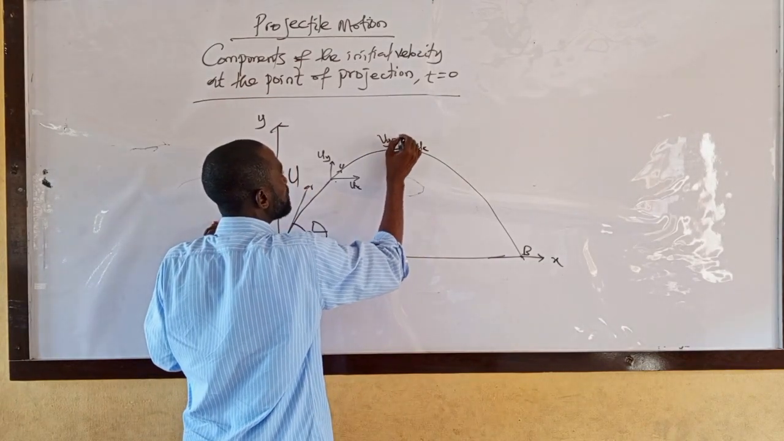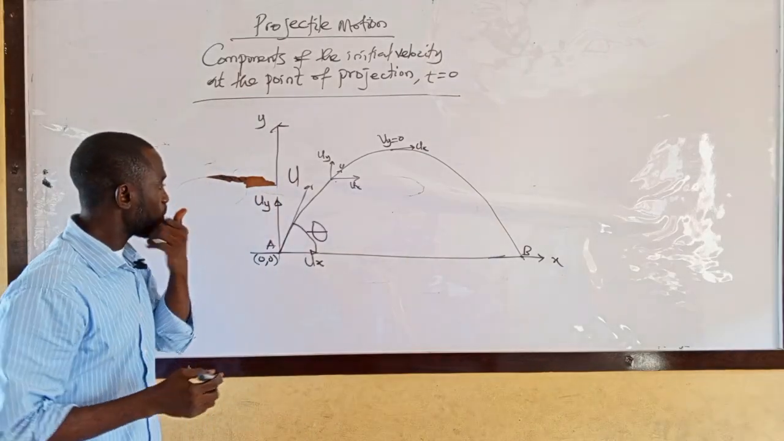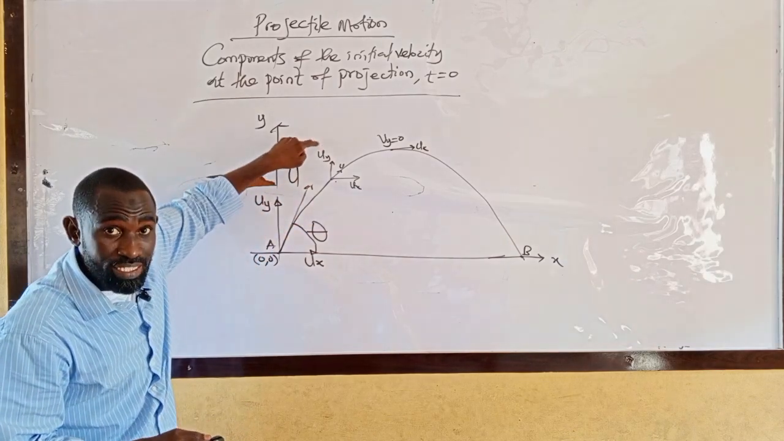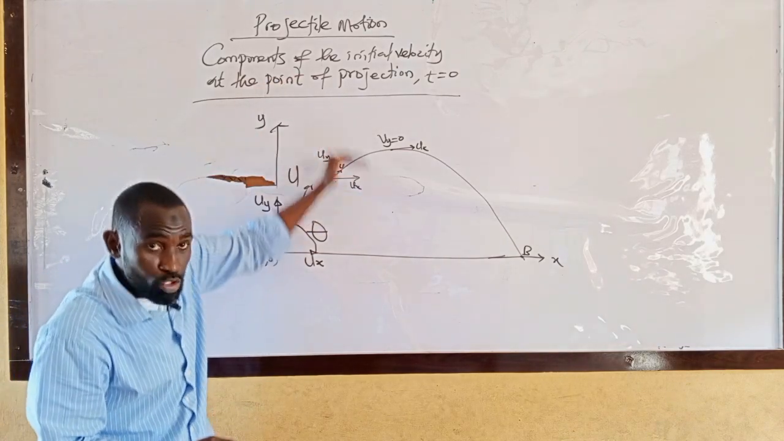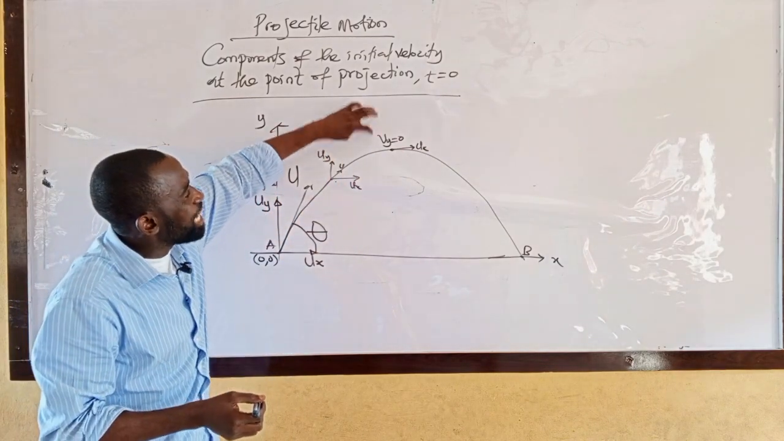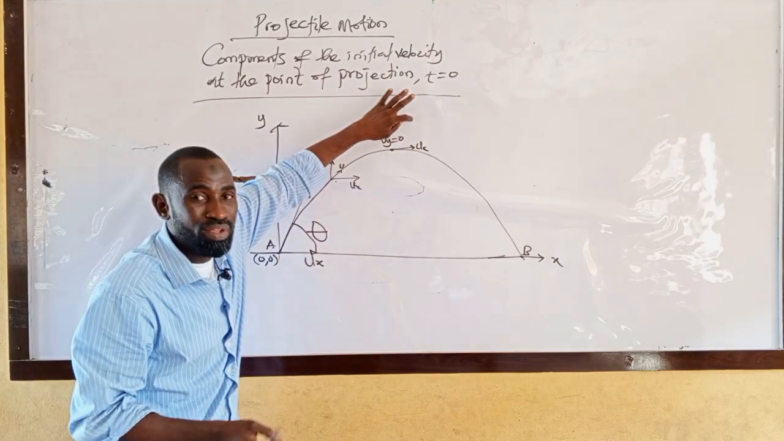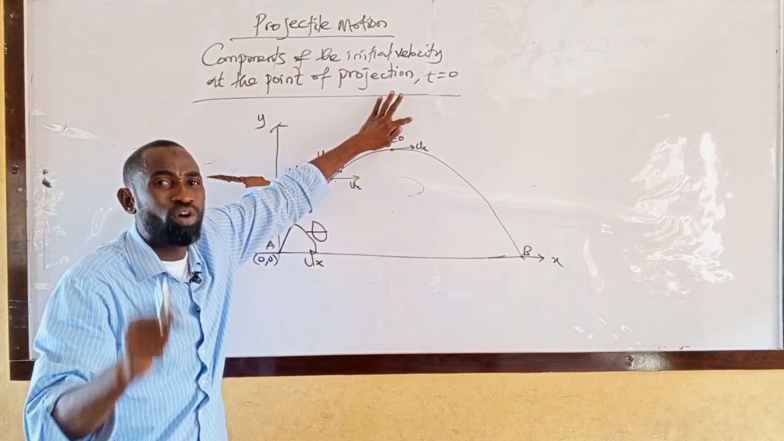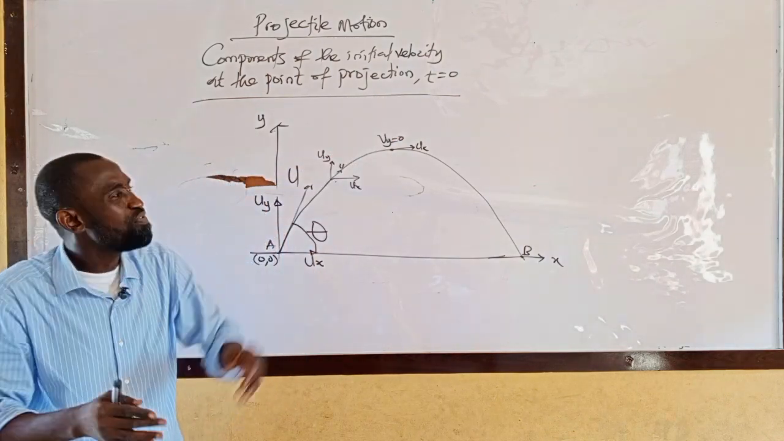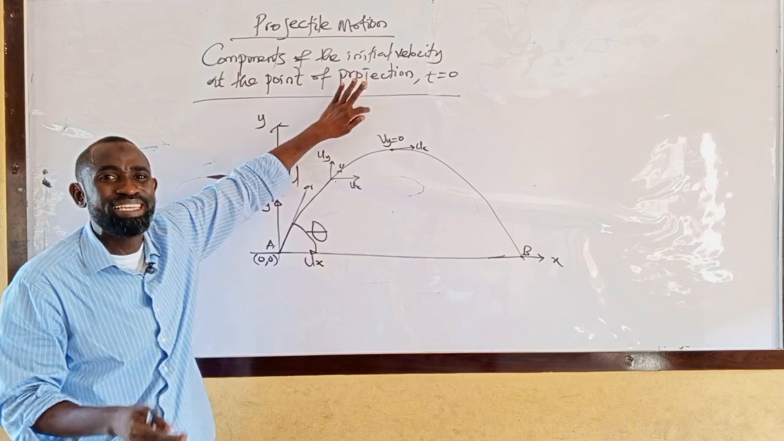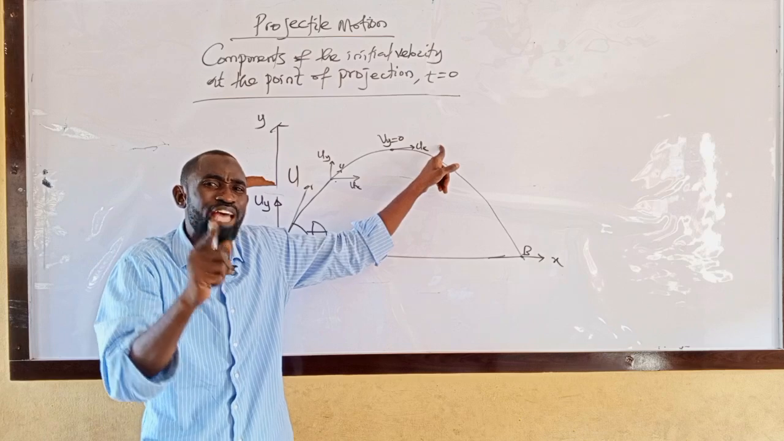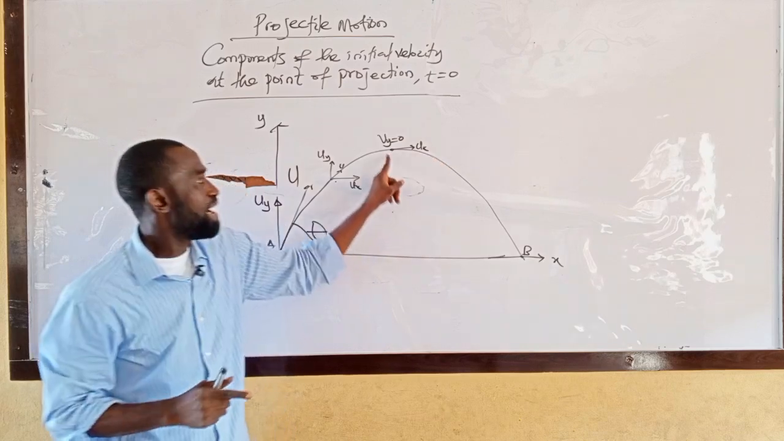At this point, the body will have u of x, and our u of y is 0. Let me explain. As the body is going upward, the vertical component of the velocity will be decreasing, and decreasing, until the body gets to a point where the vertical component of the velocity becomes 0. This point is what we call the maximum height. So a projectile will have only the horizontal component of its velocity at maximum height.